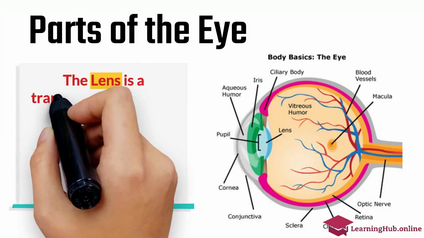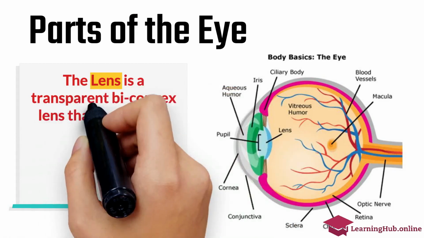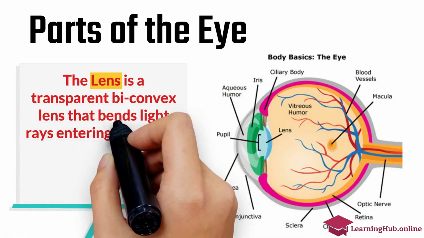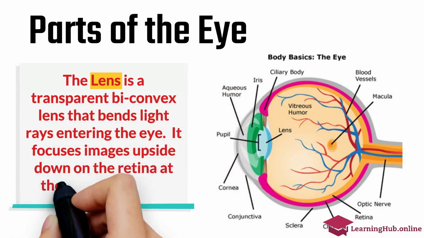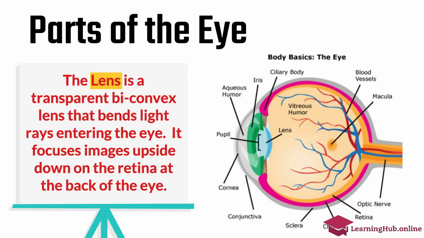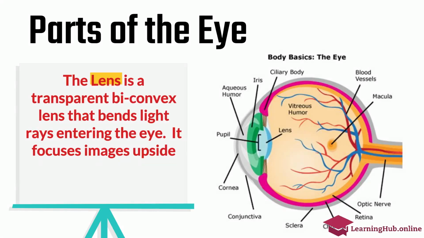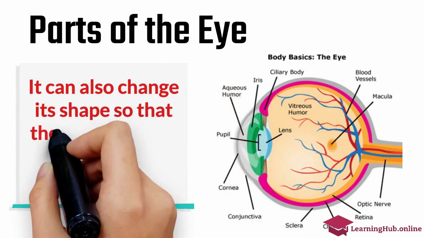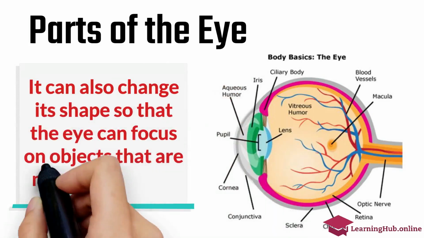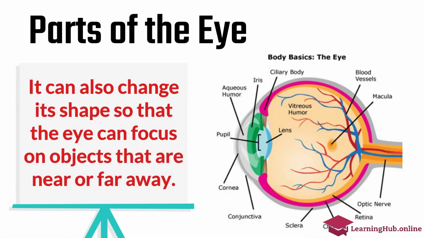The lens is a transparent biconvex lens that bends light rays entering the eye. It focuses images upside down on the retina at the back of the eye. It can also change its shape so that the eye can focus on objects that are near or far away.